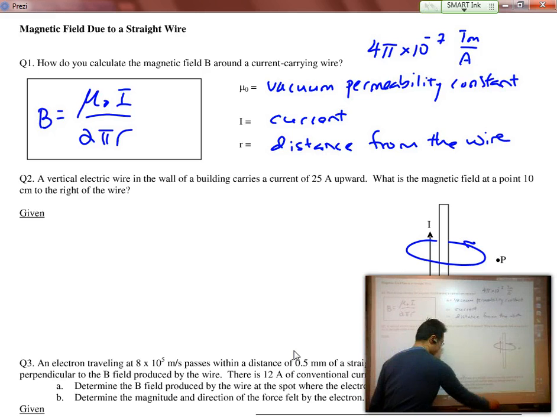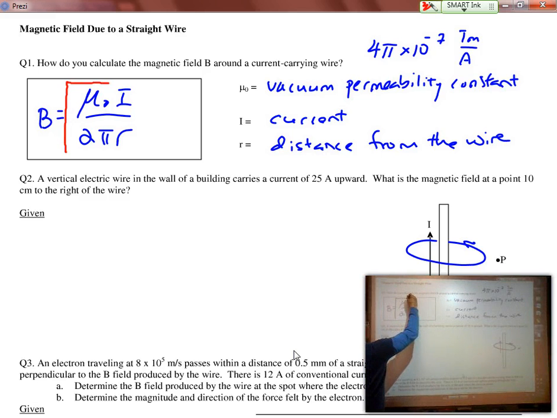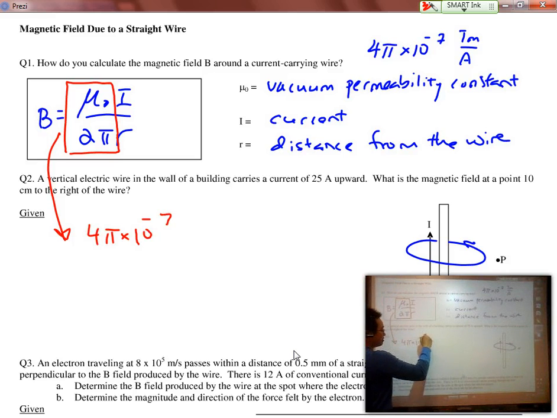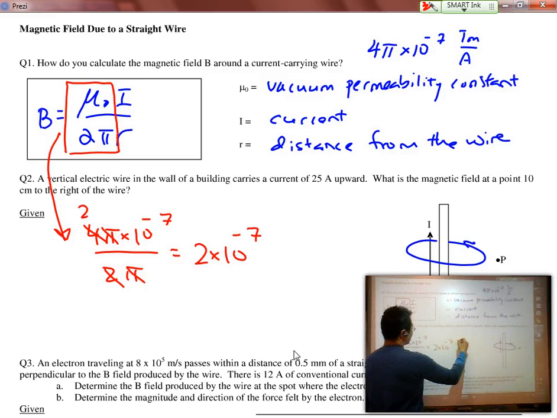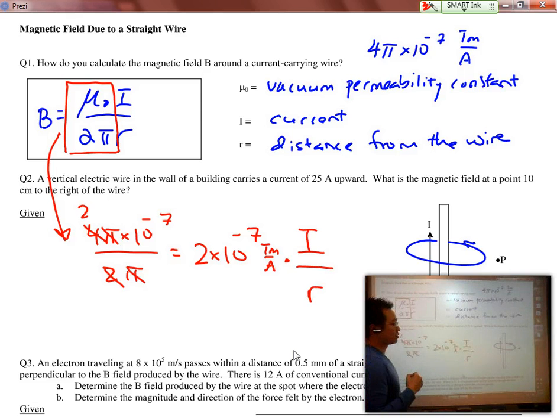Note, however, that because of mu naught over 2 pi, mu naught is really 4 pi times 10 to the negative 7 divided by 2 pi. So a quick shortcut for this formula is to automatically cancel those out, and you end up with 2 times 10 to the negative 7 Tesla meters over amps, of course, times the current divided by the radius. Okay?